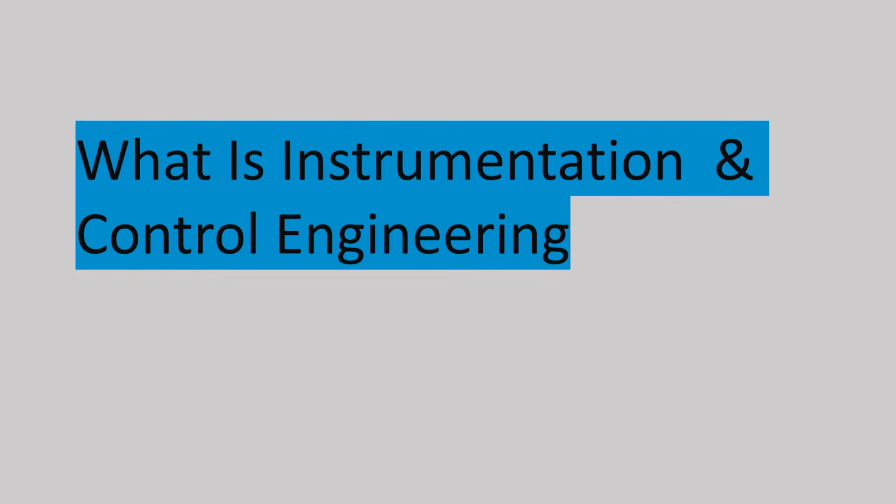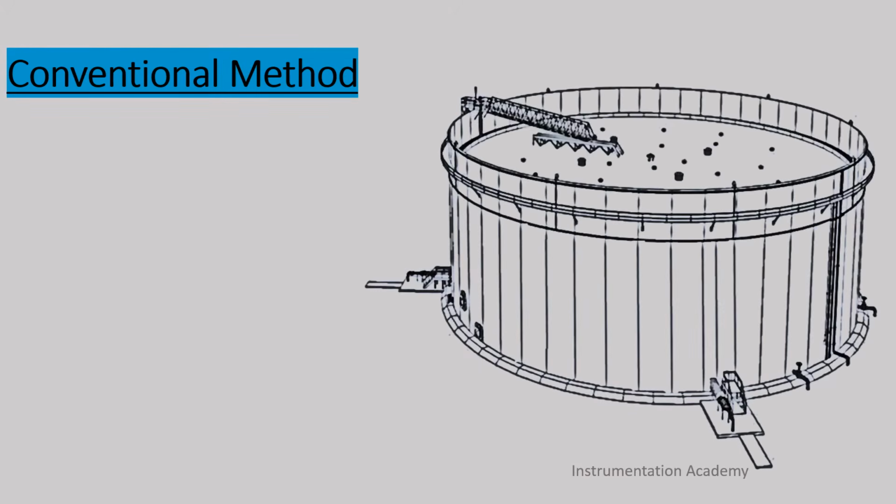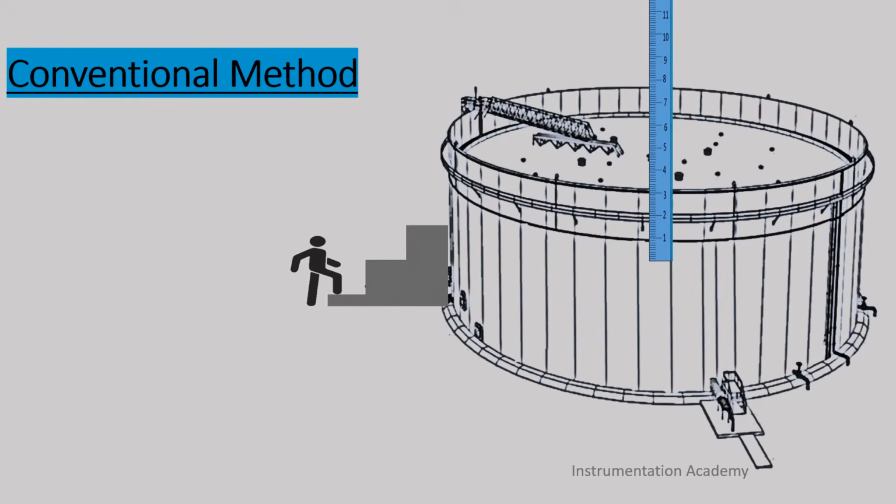In this video, we will discuss what is instrumentation and control engineering. Consider a tank partially filled with liquid. In the conventional method, if an operator wants to know the level of liquid in a tank, usually he has to go all the way to the top of the tank and insert a dipstick into the tank. This dipstick has a scale on it, and the wet portion of the scale indicates the level of the liquid in the tank. This method had a lot of disadvantages.